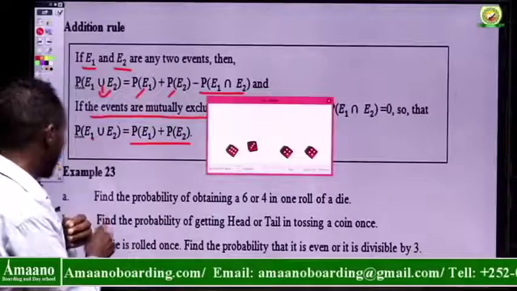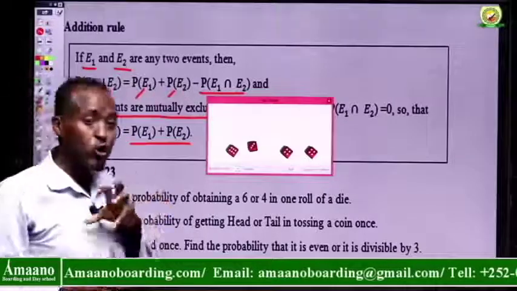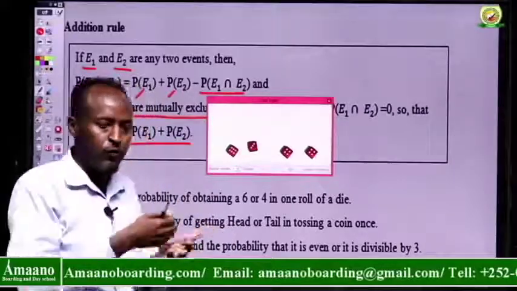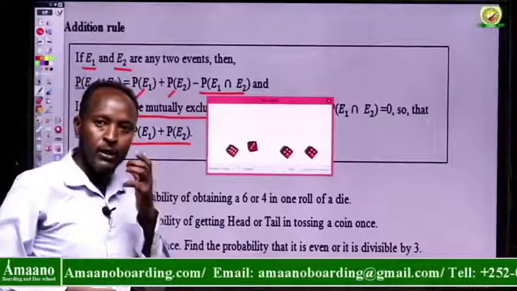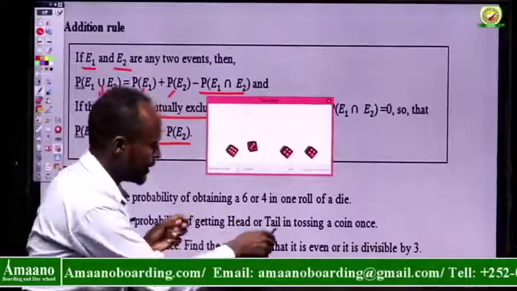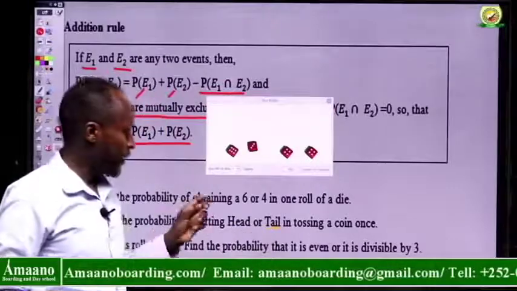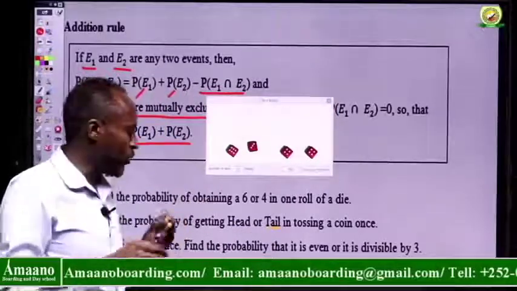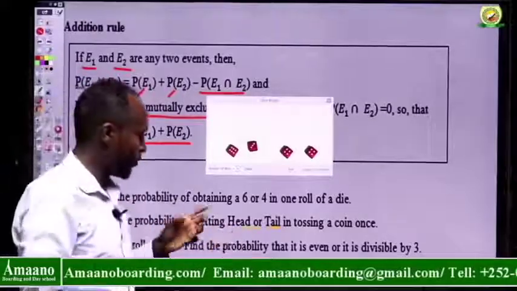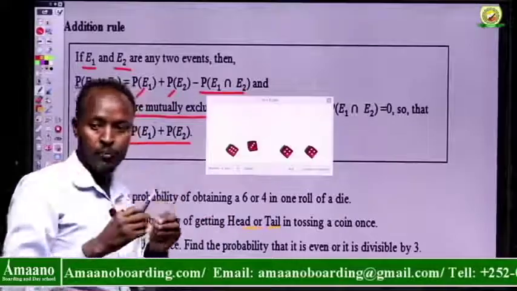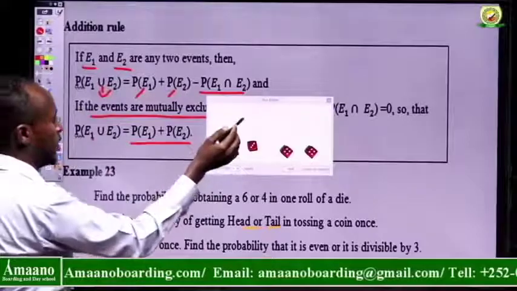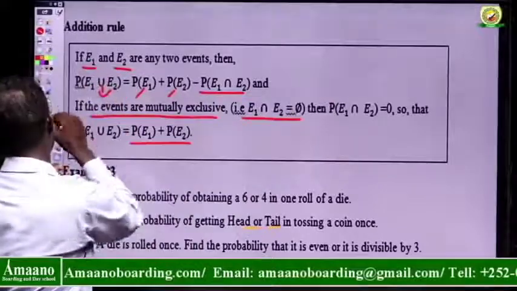Number B, here we are asked to find the probability of getting head or tail. As long as we are dealing with or, it means that they are mutually exclusive events. Probability of getting head on a coin is 1/2, plus probability of getting tail on the coin, it's 1/2. Therefore, simply we will add, as long as we have or, we will add them. Let us proceed to this. We will do this example.